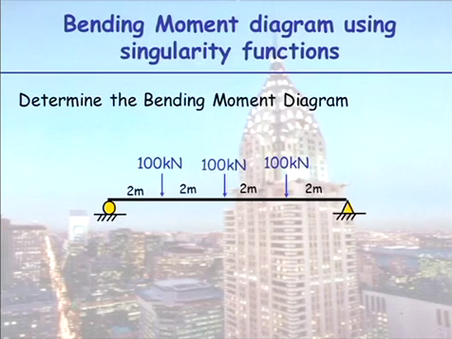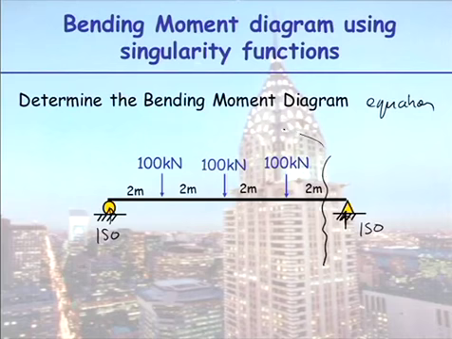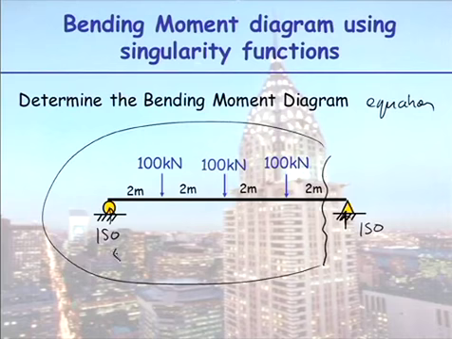It says determine the bending moment diagram equation. I want you to cut the beam here. Our reactions here are 150 and 150. You are going to cut the beam as far right as possible and consider that as your free body diagram. So we're now cutting it a distance x.